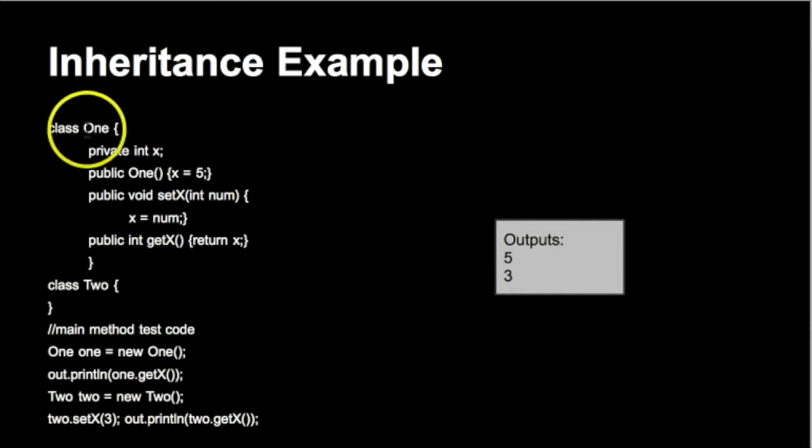So we have our class 1. This is just our one class, and we just have an instance variable, private int x. Then we're going to create our constructor, and all it's going to do is set that variable that we created to 5.